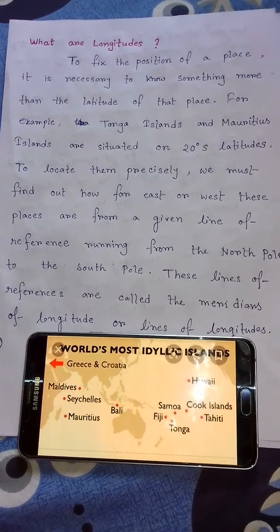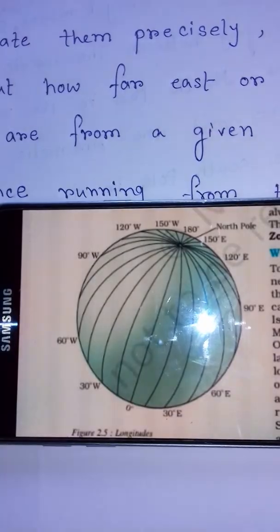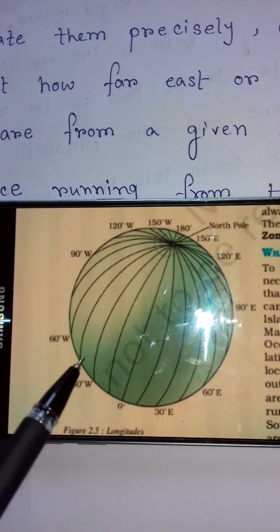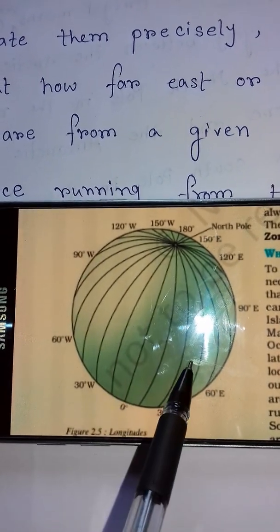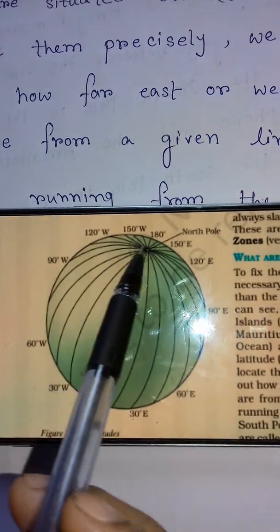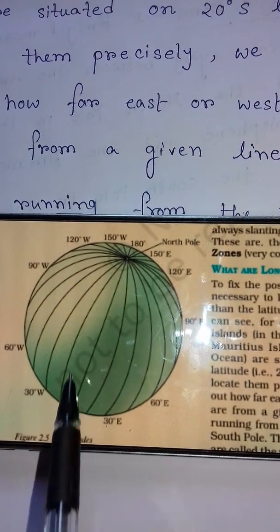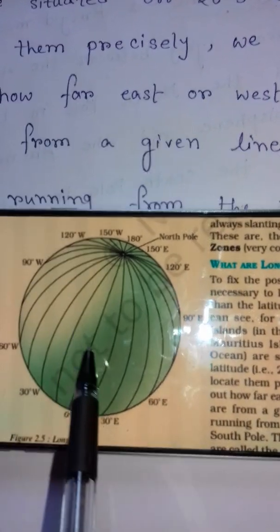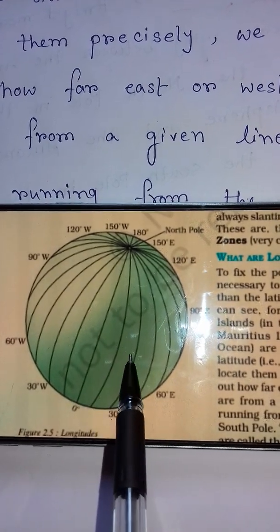Now look at the picture again. These lines are the lines of longitude. They run from the North Pole to South Pole.